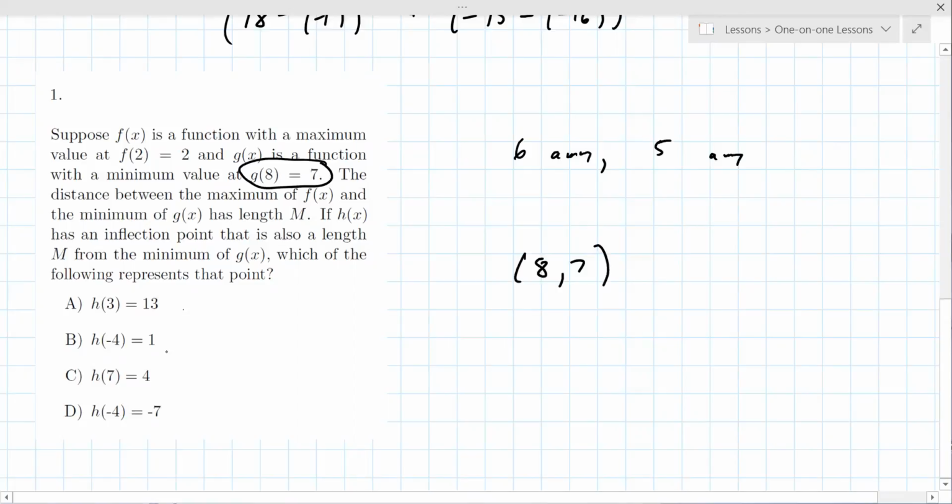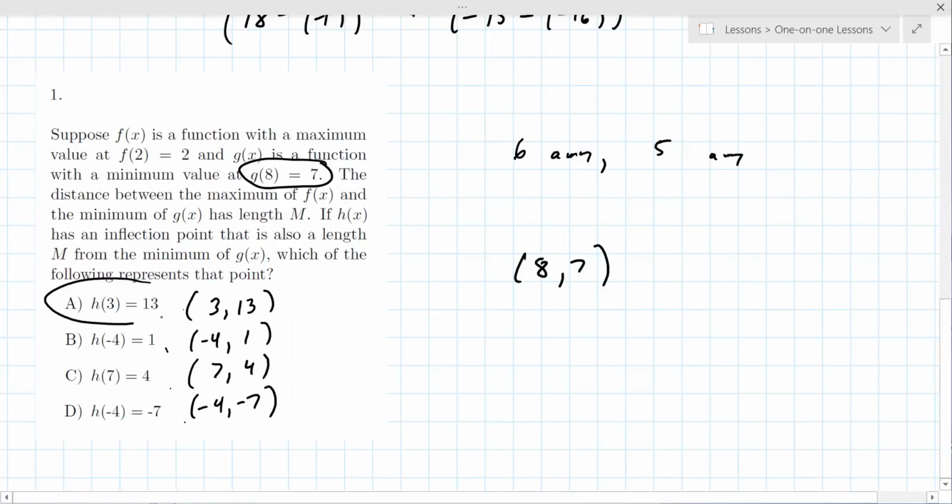Okay. So which of these four has the same characteristics where one is 6 away and one is 5 away? So 8. So this is the ordered pair: 3, comma 13, minus 4, comma 1, 7, comma 4, and minus 4, comma minus 7. So 6 away from 8, right? Well, it could be either. It could be 6 away from 7 or 5 away from 8. Okay. So then it would be A. It is A. Okay. Good.